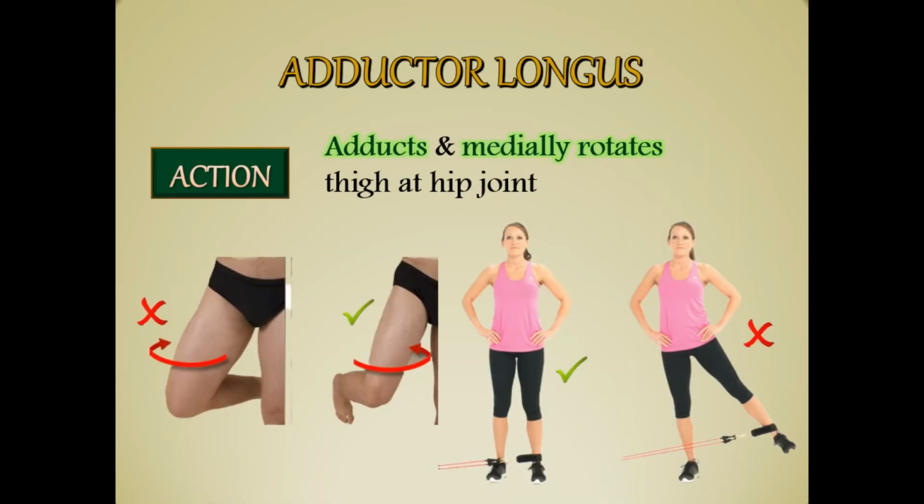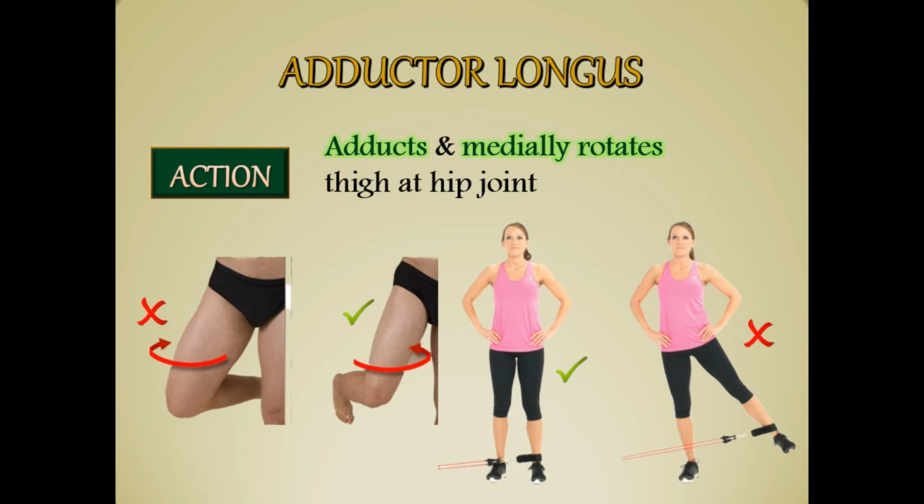Now, actions of the adductor longus muscle. The adductor longus muscle adducts and medially rotates the thigh at the hip joint. As you can see in the picture on the right side, there is medial rotation and lateral rotation. The medial rotation is the action of the adductor longus, but not the lateral rotation.